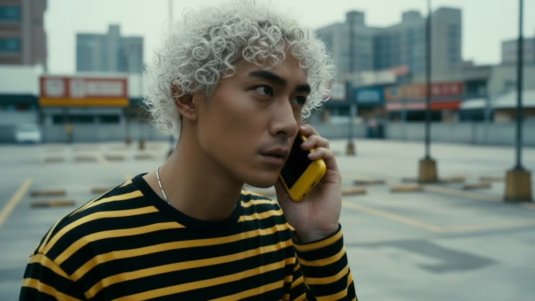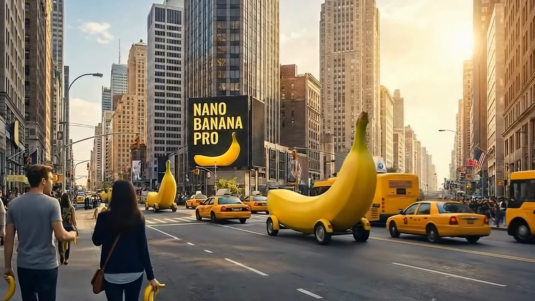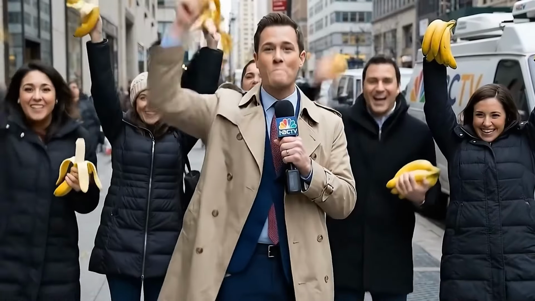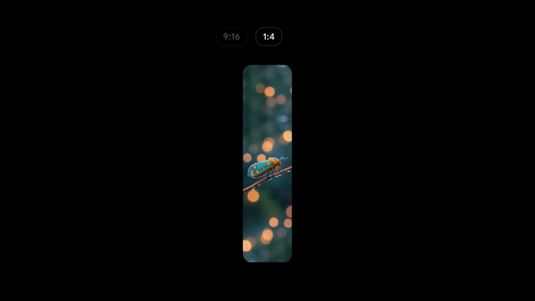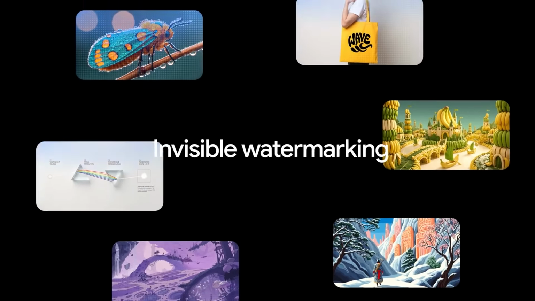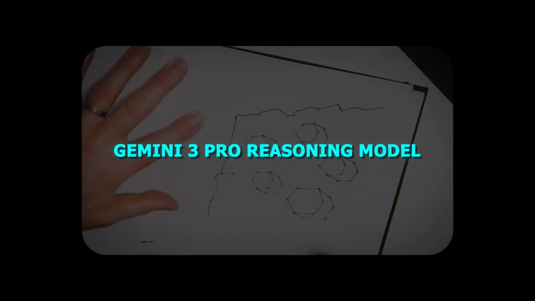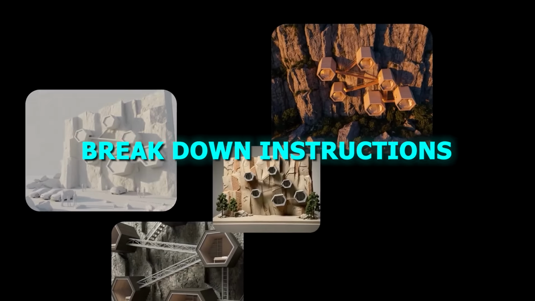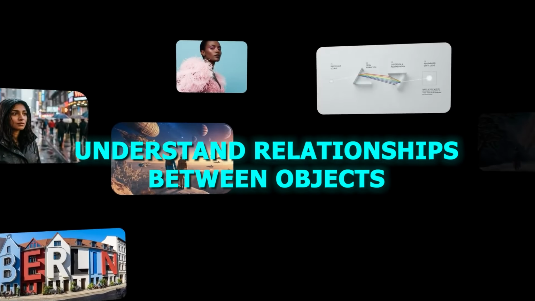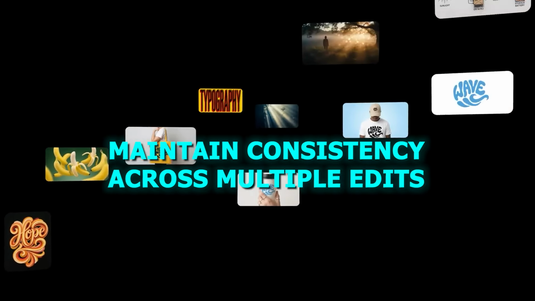Now, Nano Banana Pro addresses nearly all these issues. It does a much better job at understanding your initial prompt. It can actually handle requests for additional edits, and it can finally create images in 16:9 and other aspect ratios. This is because it's built on the new Gemini 3 Pro reasoning model. It can track context across long prompts, break down instructions, understand relationships between objects, and maintain consistency across multiple edits.